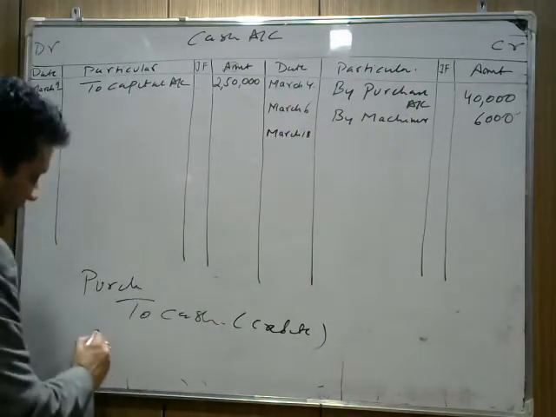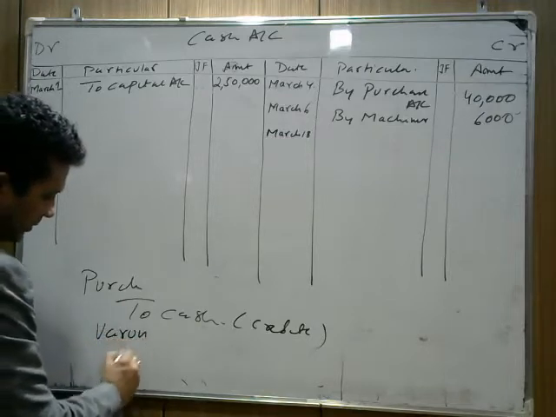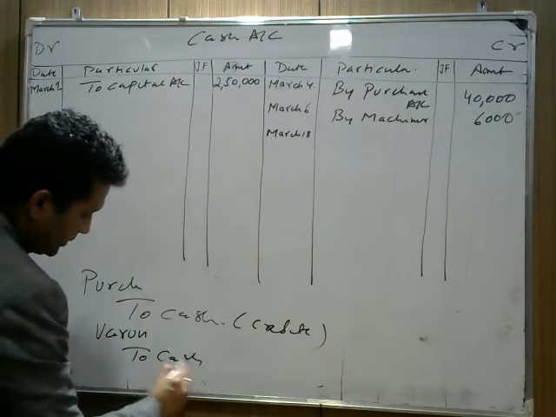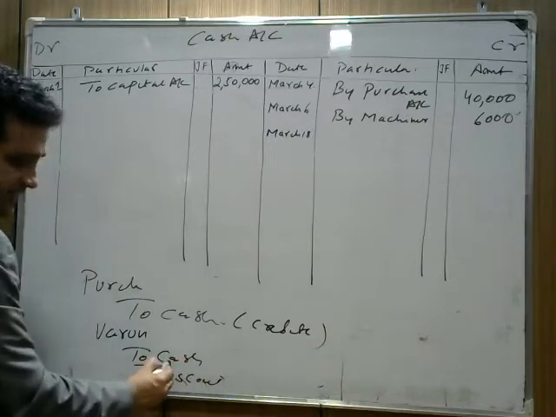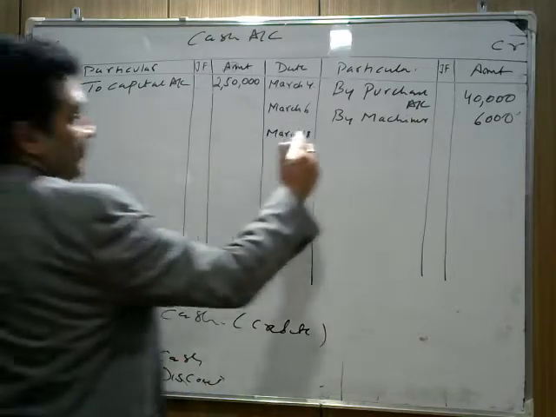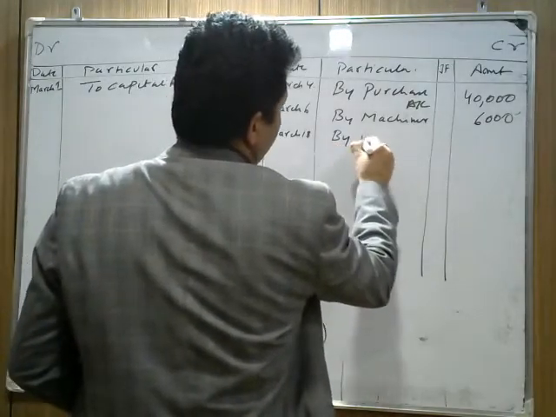आपने वरुण को पे किया था तो what do you write? Varun account debit to cash, to discount received. Now, here cash is credited because you paid to Varun. So we write here "by Varun".